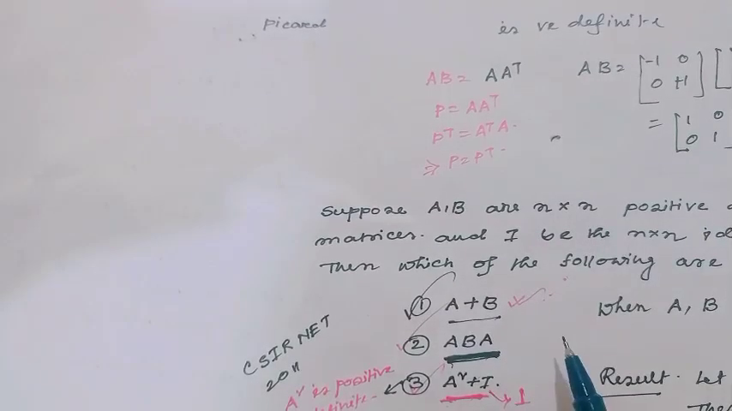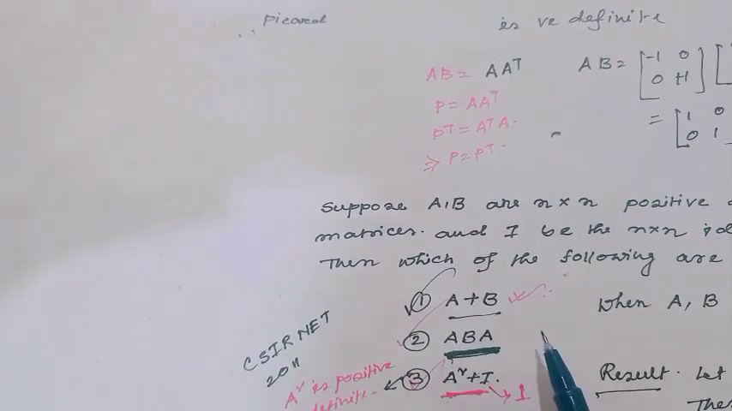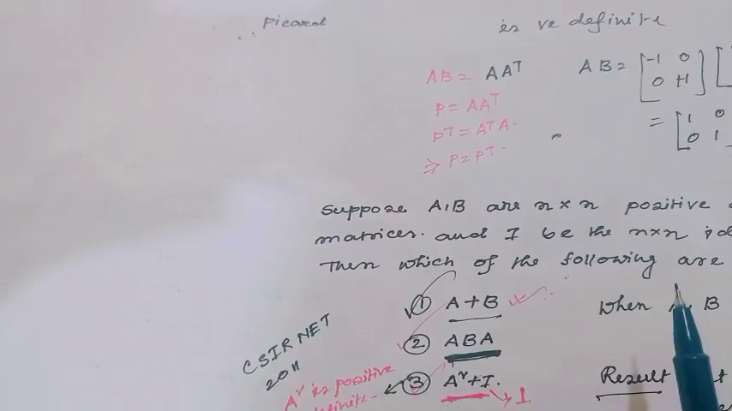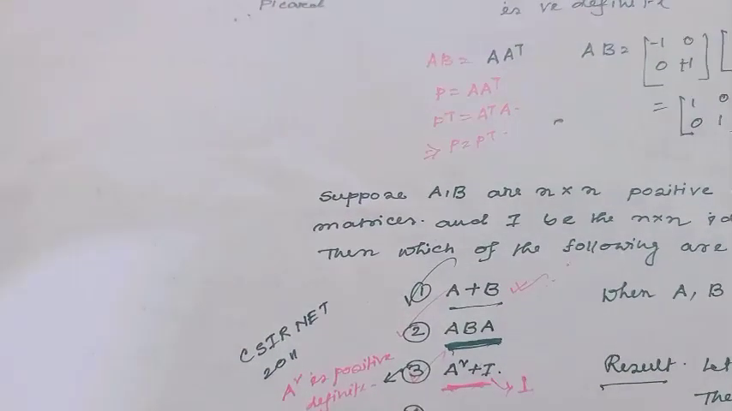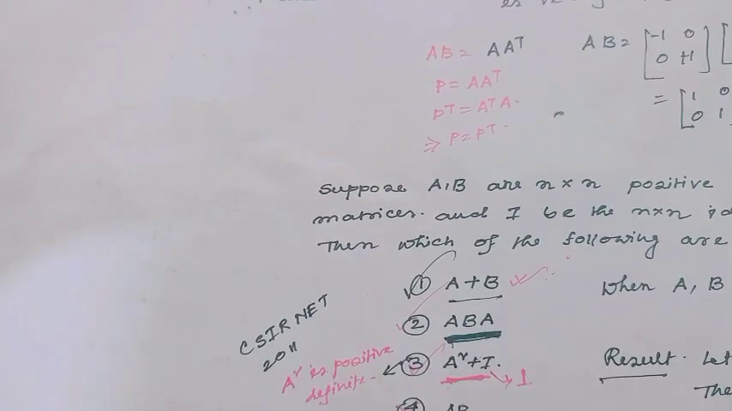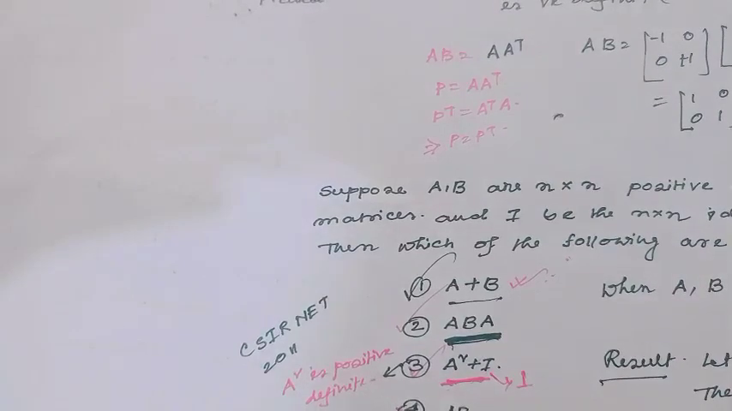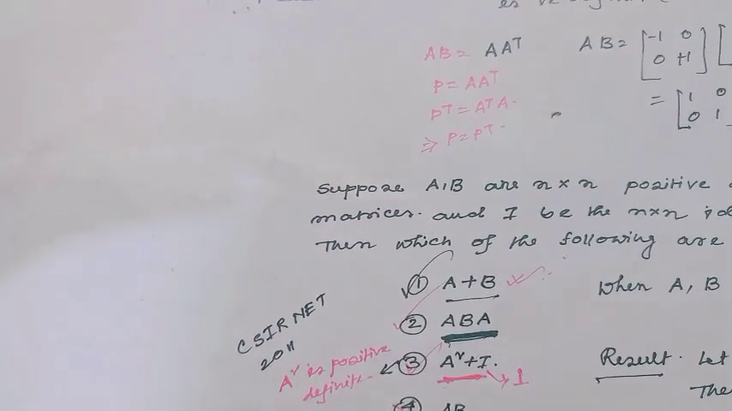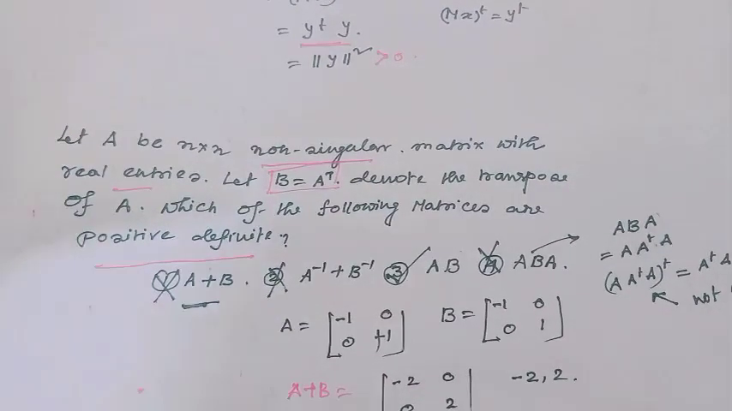In the previous question I showed that ABA is positive definite, but ABA is positive definite when A and B are both positive definite, because when both are positive definite, then obviously the matrices A and B are symmetric. Then this is possible. Otherwise this is not possible. I hope all my viewers have understood this type of question in a better way.